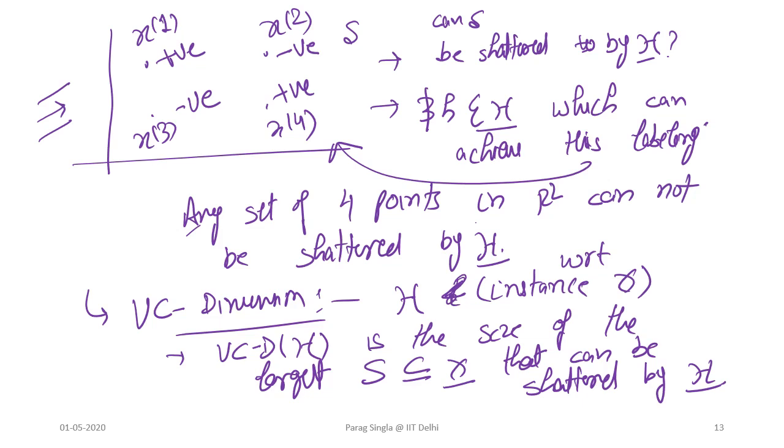And in the next class, we will see that this VC dimension really captures the representational power of a hypothesis class. For example, a quadratic separator in this case will have a larger VC dimension because it can separate out sets of size 4 or maybe more.